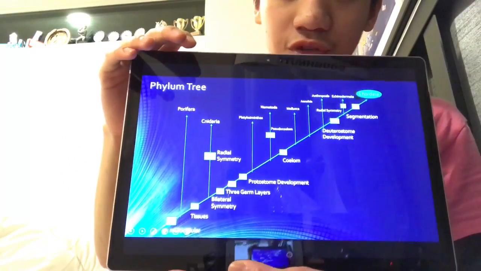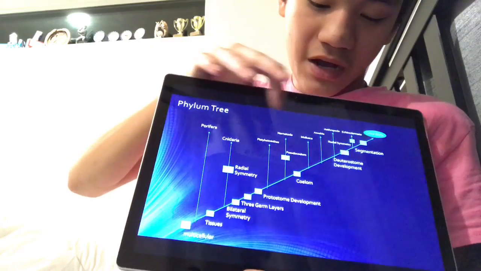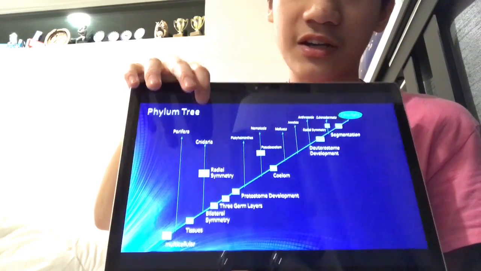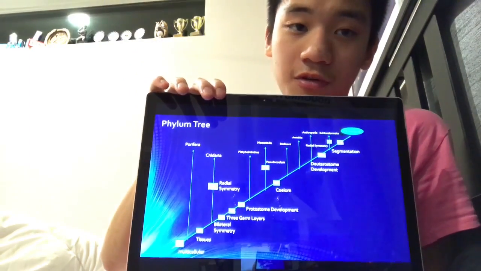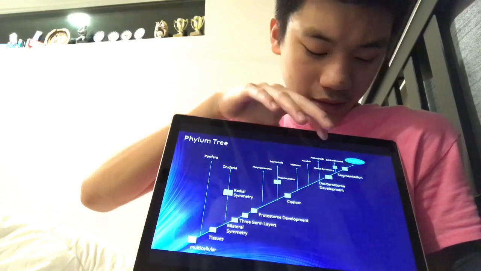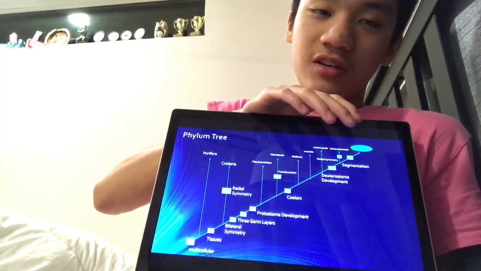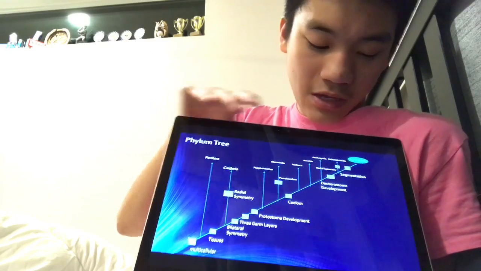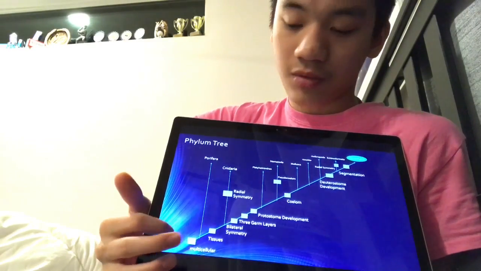This is the phylum tree. There are 9 phyla displayed here. Although 36 phyla have been identified, almost all life on Earth today is contained within these 9 phyla. And Chordata is the one that the spiny dogfish falls under, and it is differentiated from all the other phyla because of its segmentation properties.